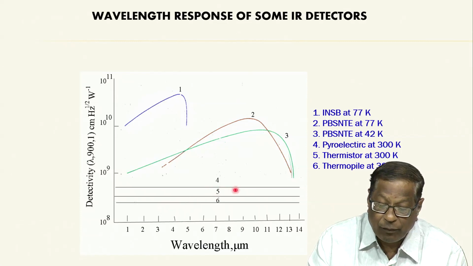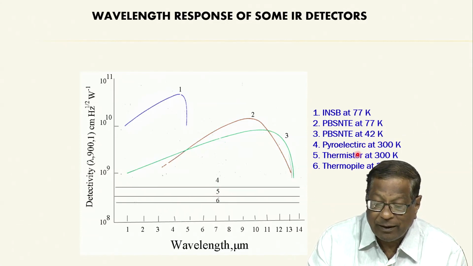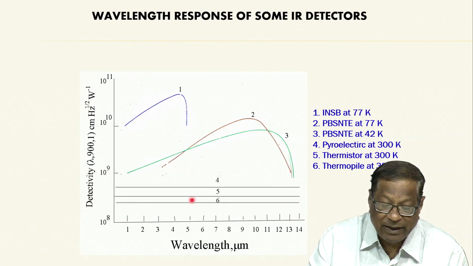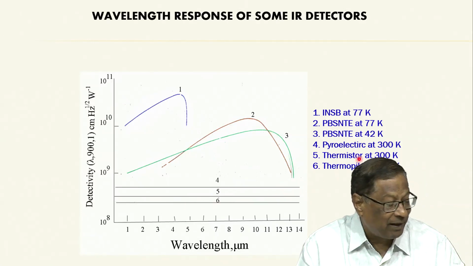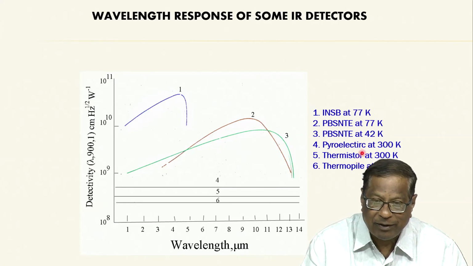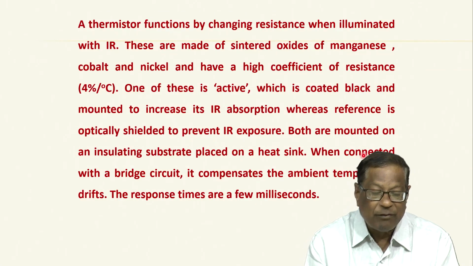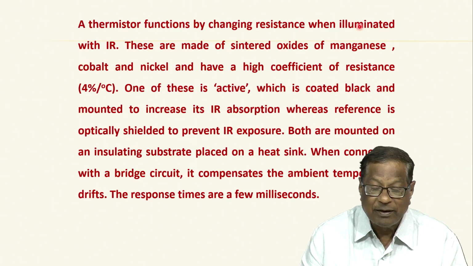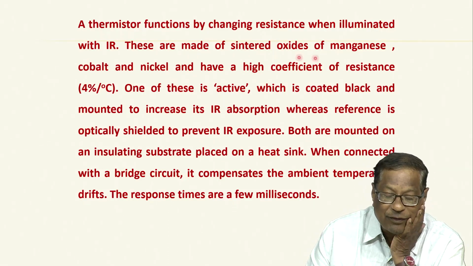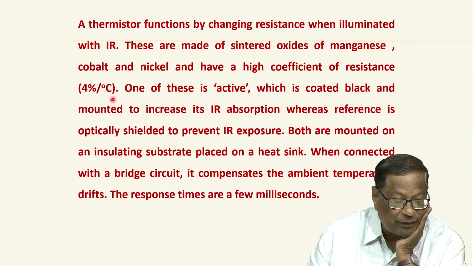Look at number 4, it is just a pyroelectric detector at 300 Kelvin. Number 5 is a thermistor at 300 Kelvin. Number 6 is a thermopile at 300 Kelvin. All of them are at Kelvin only, I should not say degree centigrade. So, a thermistor functions by changing the resistance when illuminated with infrared. These are made of sintered oxides of manganese, cobalt, nickel, etc. They have a high coefficient of resistance.